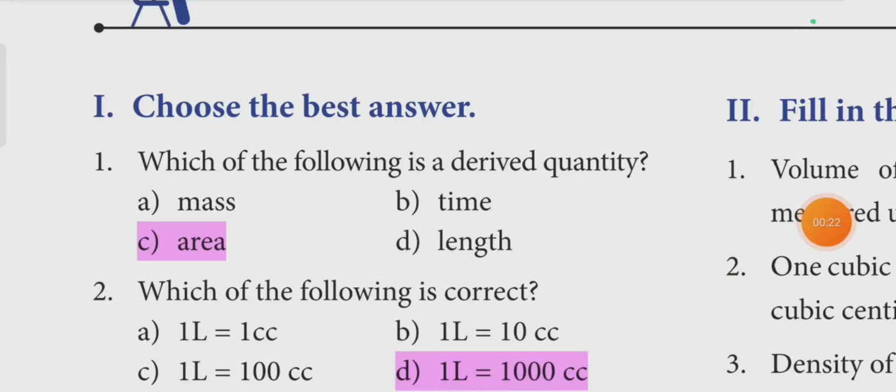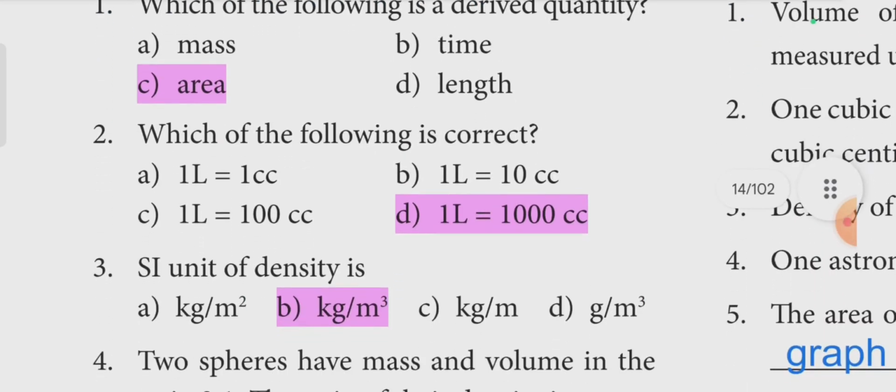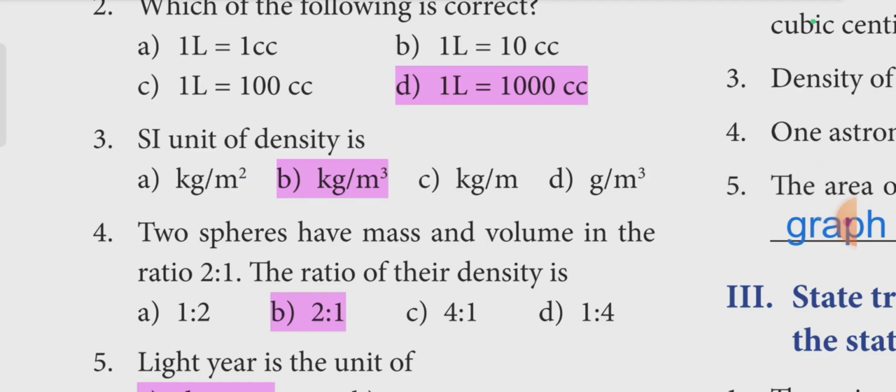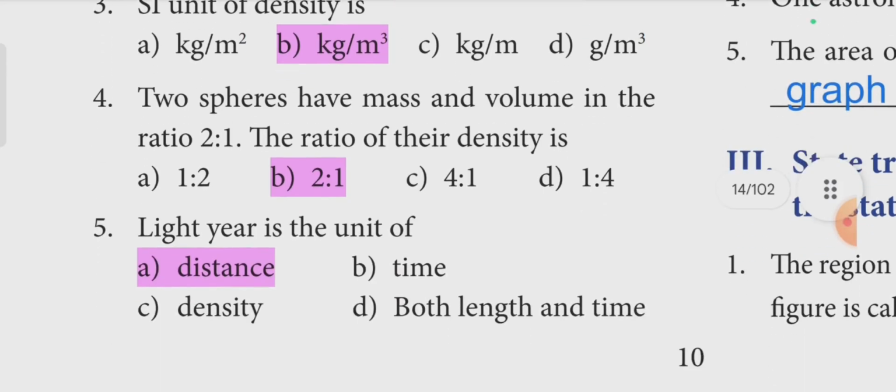First Roman, choose the best answer. First one, which of the following is a derived quantity? Answer option C, area. Second one, which of the following is correct? Answer option D, 1 liter equal to 1000 cc. Third one, SI unit of density is? Answer option B, kilogram per meter cube.